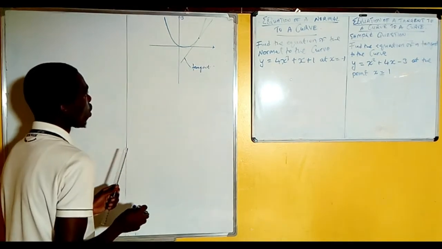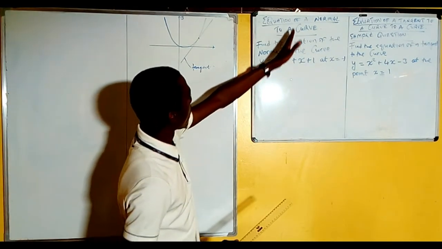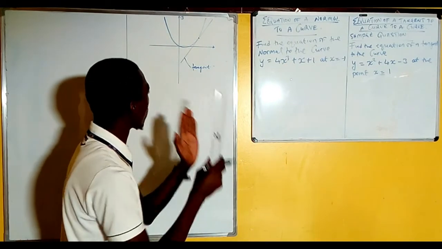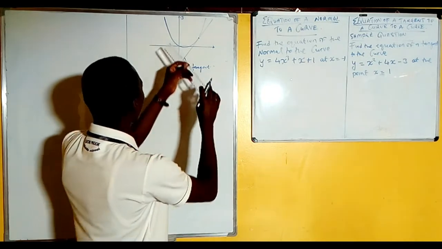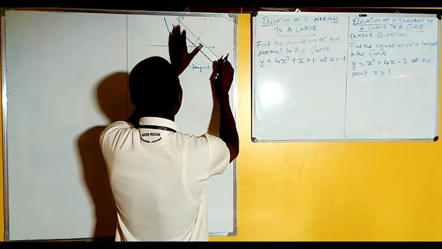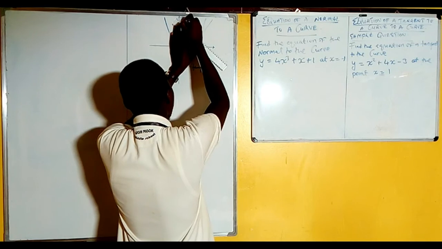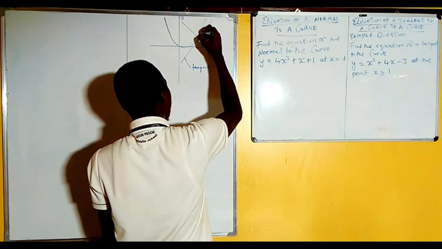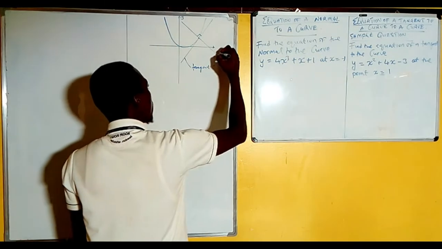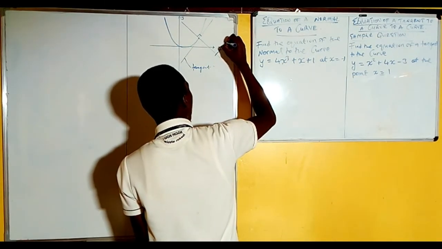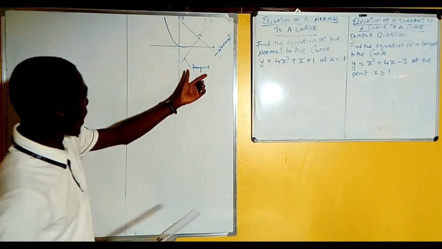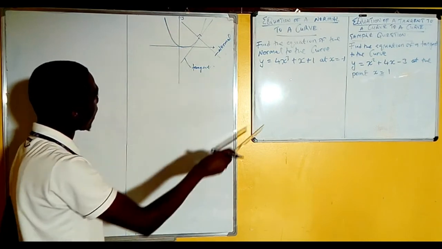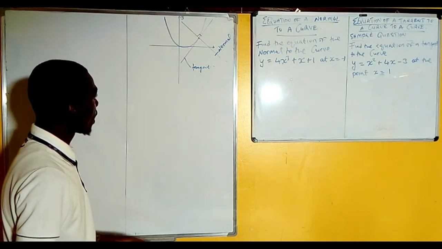Okay? Then we are also going to deal with the normal. So for the normal, this is a line that is drawn perpendicular to the tangent. So when we draw a line here, which will be perpendicular to the tangent, what I mean by perpendicular is when we draw it like this, it will form a 90-degree angle. So this one is what we are going to call the normal. Okay, so a tangent is the line that touches only one point of the graph, and the normal is the line that is perpendicular to the tangent.